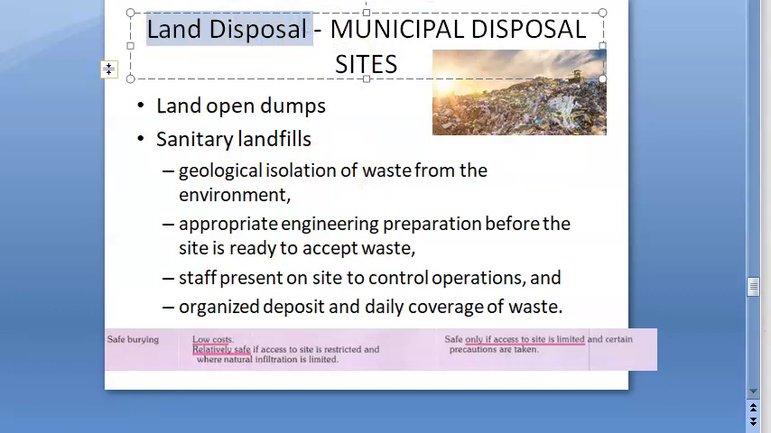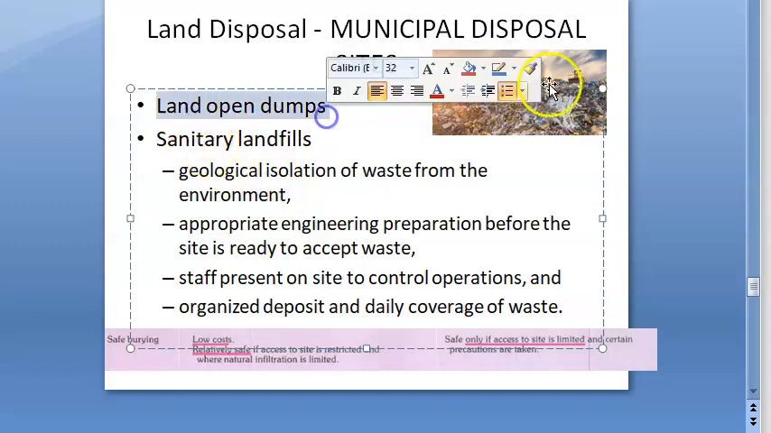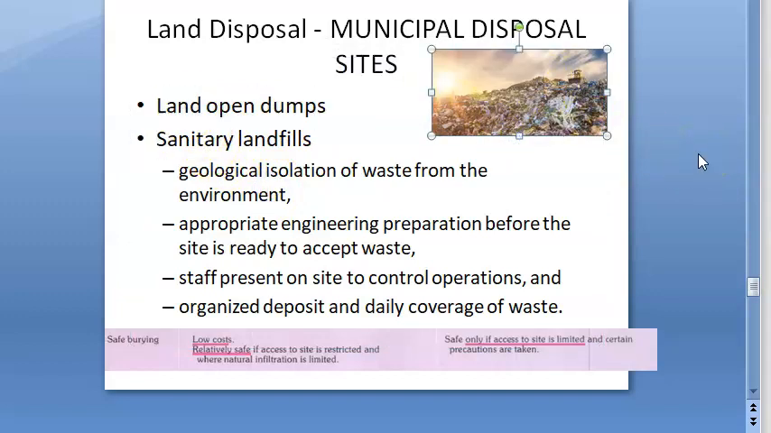Then land disposal. Where are we? We are in land disposal, the treatment and disposal of healthcare waste, using land disposal or municipal disposal sites. In this you have two types: open dumps or sanitary landfills. Open dumps are very bad because the waste can come in contact with animals, humans, etc.